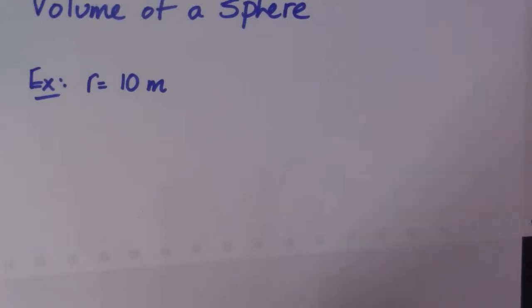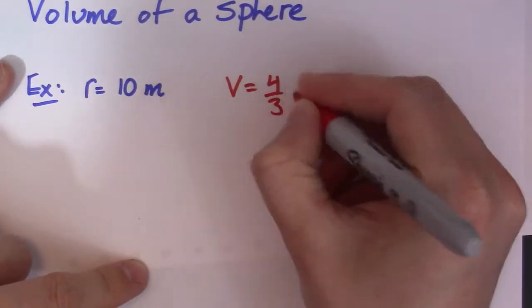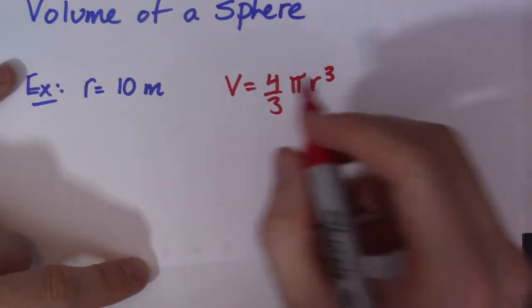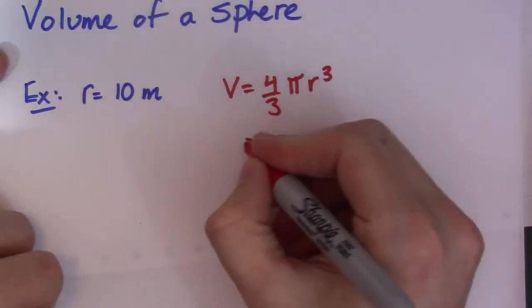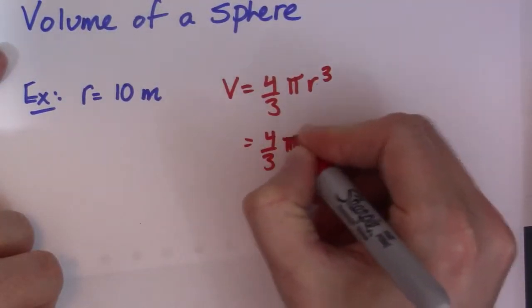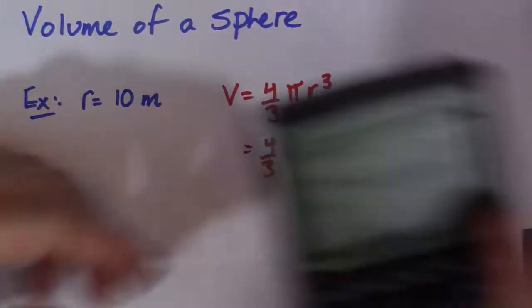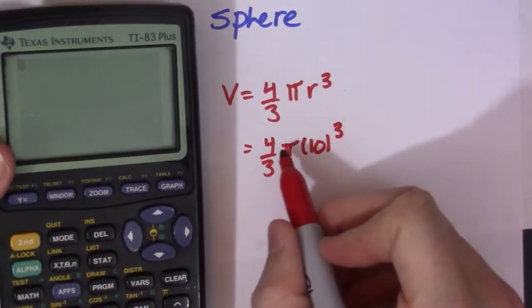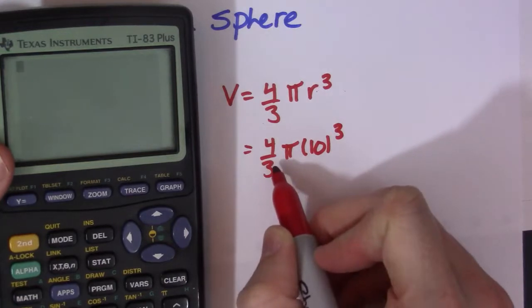So very simple. I'll just use my formula. Volume is equal to 4 over 3 pi r cubed. The only thing we've got to be cautious about is this 4 over 3. So I'll just rewrite that with my number in it. So 4 over 3 pi 10 cubed. And then I'll just go ahead and plug and chug the numbers, right? So what my students like to do is go 4 pi 10 cubed divided by 3.